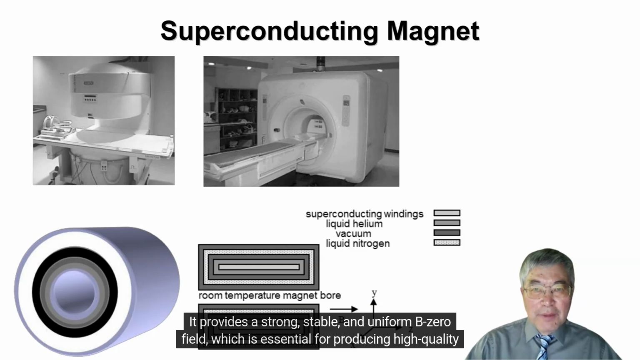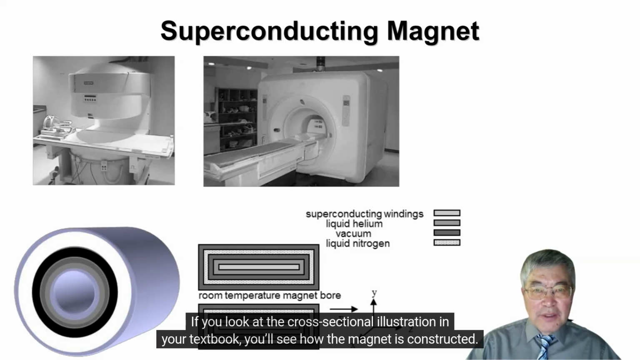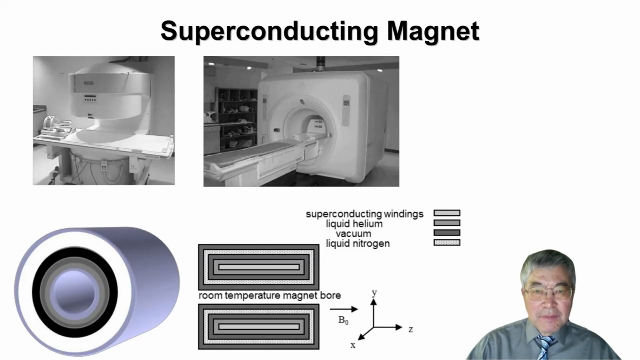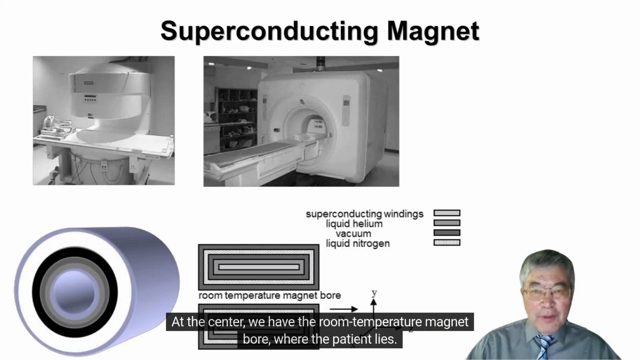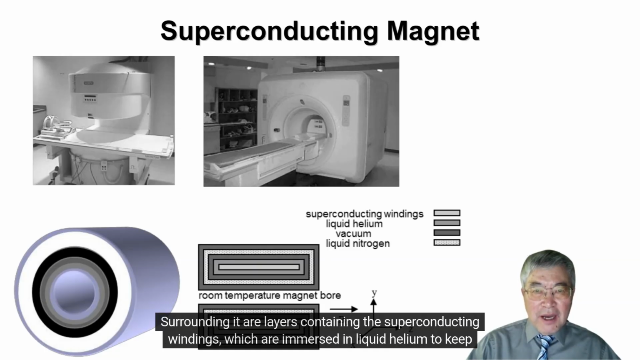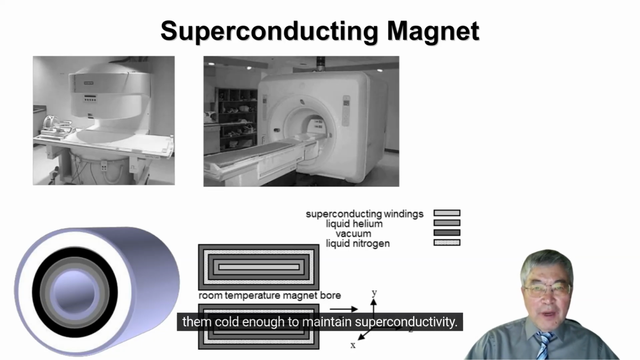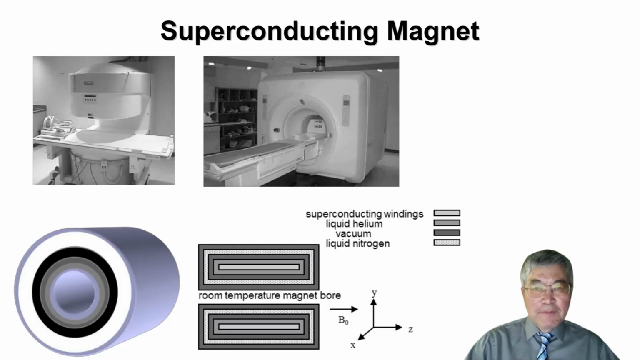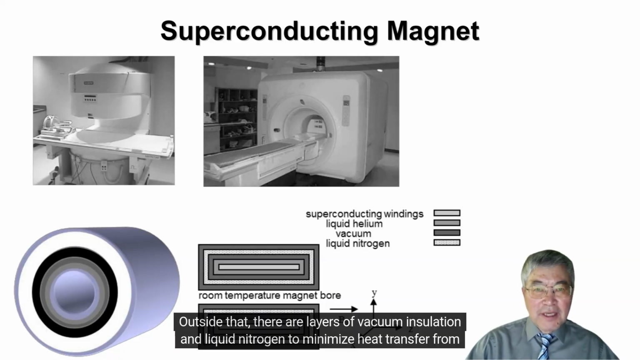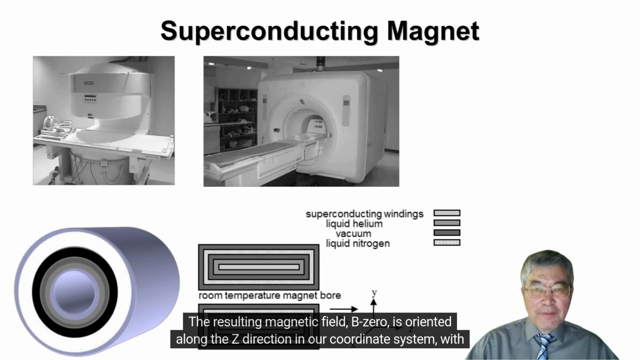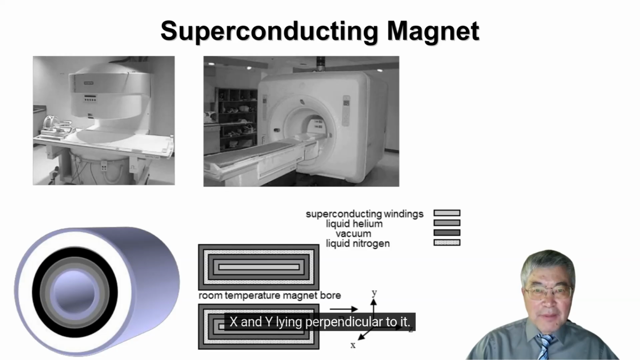It provides a strong, stable, and uniform B0 field, which is essential for producing high-quality images. If you look at the cross-sectional illustration in your textbook, you'll see how the magnet is constructed. At the center, we have the room temperature magnet bore where the patient lies. Surrounding it are layers containing the superconducting windings, which are immersed in liquid helium to keep them cold enough to maintain superconductivity. Outside that, there are layers of vacuum insulation and liquid nitrogen to minimize heat transfer from the environment. The resulting magnetic field, B0, is oriented along the z direction in our coordinate system, with x and y lying perpendicular to it.